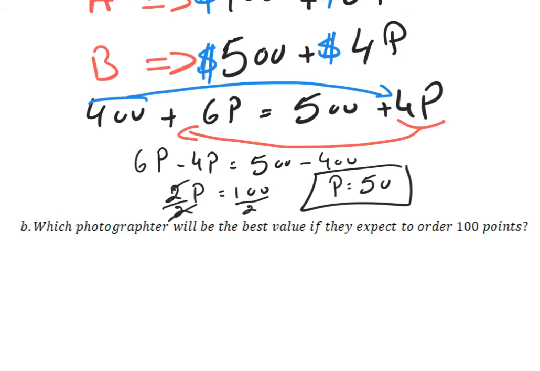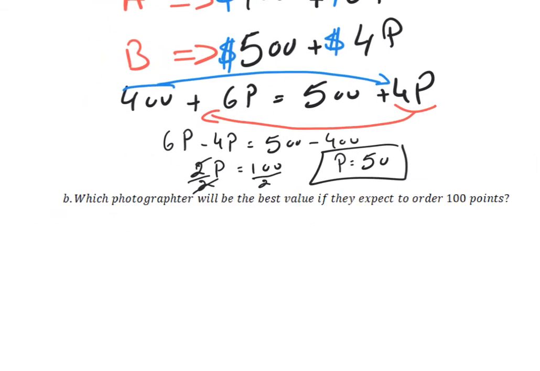All right. So let's go for question B. Which photographer will be the best value if they expect to order 100 prints? I'm sorry, that's a typo there. It's 100 prints, not points.